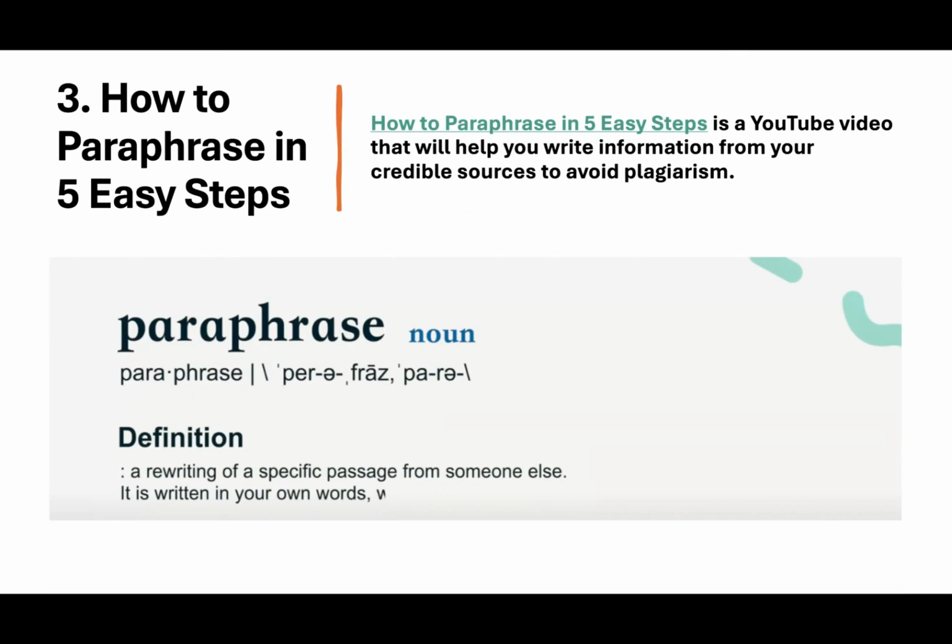How to Paraphrase in 5 Easy Steps is a YouTube video that will help you write information from your credible source to avoid plagiarism.